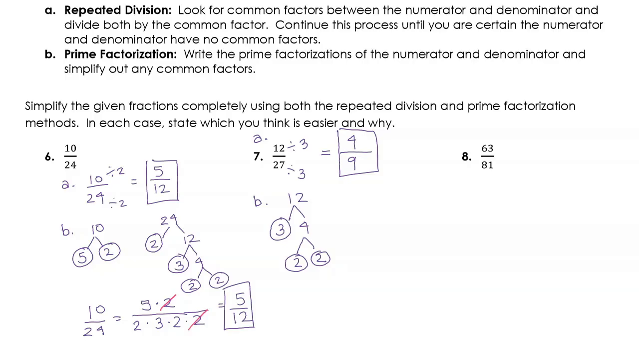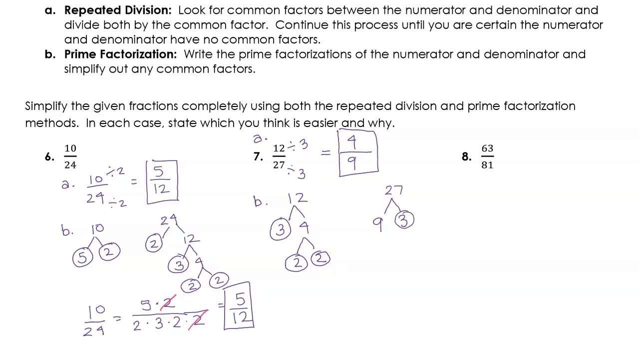Now I'm going to find the prime factors of 27. Really, we just start with 2 factors and keep going until we're left with just all prime numbers. In this case, I'm going to say that 27 is equal to 9 times 3.